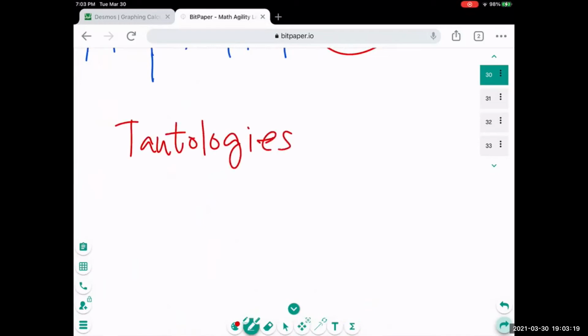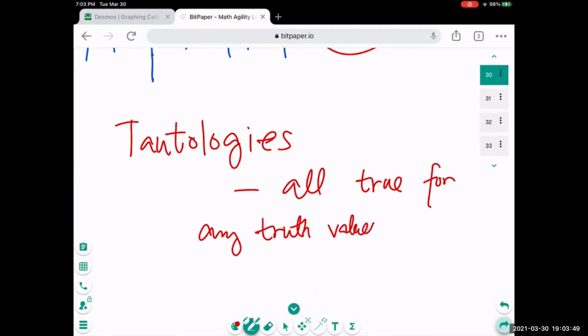Ibig sabihin pag tautologies, lahat ng lalabas dun sa truth values ng variable ay true. So a proposition, given P and Q, is a tautology if it contains only true in the last column of their truth table, or lahat siya true, all true, for any truth values of their variables.